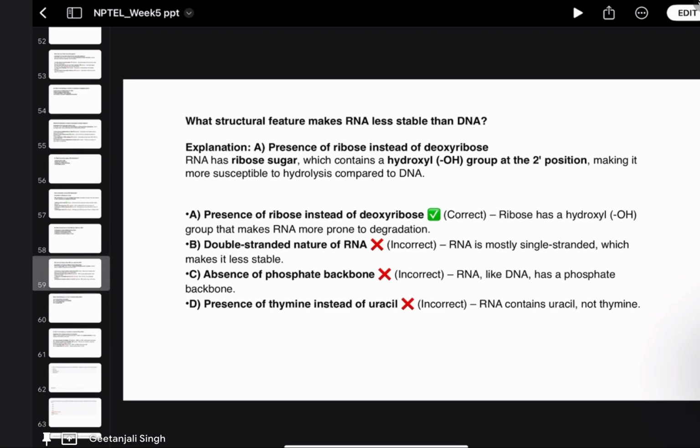Because we are so used to it, even while reading the options, my first instinct was to say double-stranded nature of DNA, but the option is double-stranded nature of RNA. That's why it's wrong. Absence of phosphate backbone? No, RNA, like DNA, has a phosphate backbone. They both have the same backbone. And presence of thymine instead of uracil? Uracil is present in RNA, not in DNA.